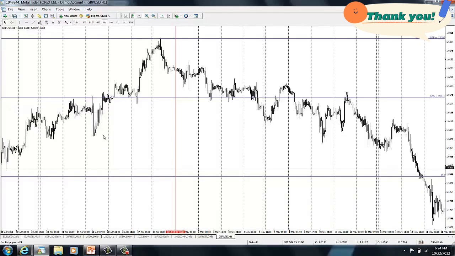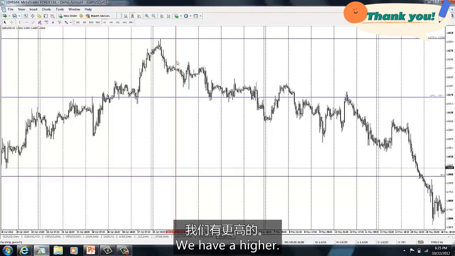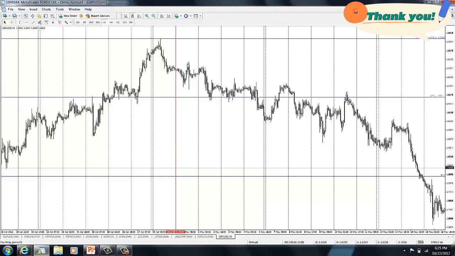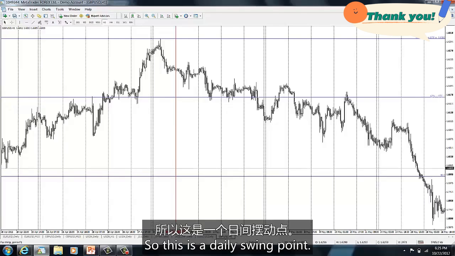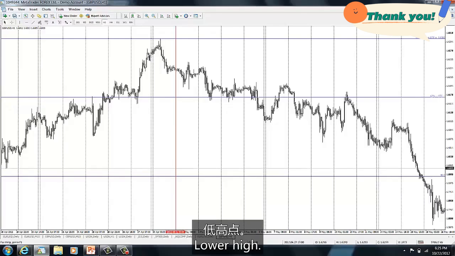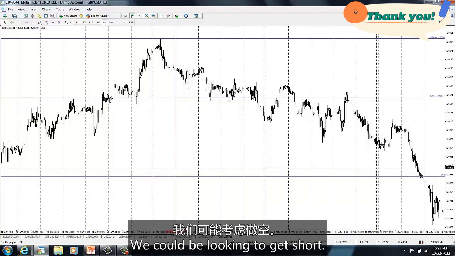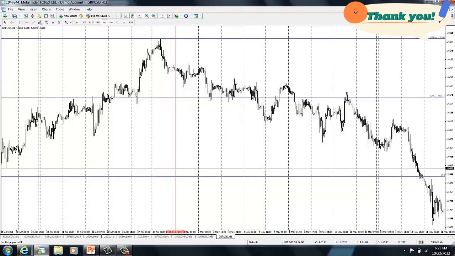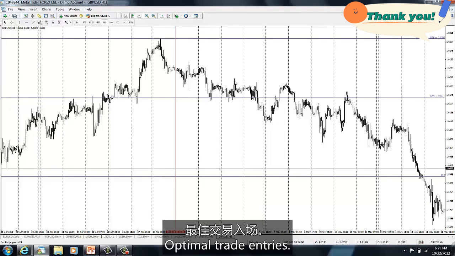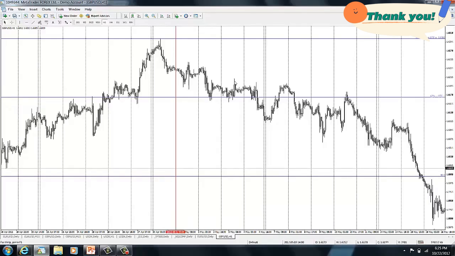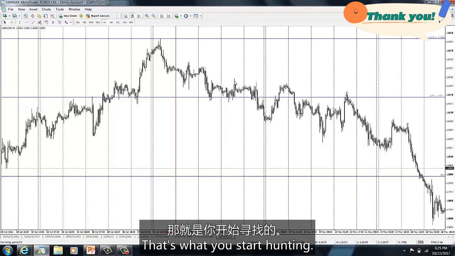Now let's add the day separators. If you missed just shorting straight up into the 163 figure, you have a short-term high here. We have a higher high here, a lower high here, and a lower high here. So this is a daily swing point. This high, and the lower highs here. So we do have a swing point here, and now we could be looking to get short beyond that point. You can use optimal trade entries, you can use reflections, anything that you use to trade on your pattern. That's what you start hunting.